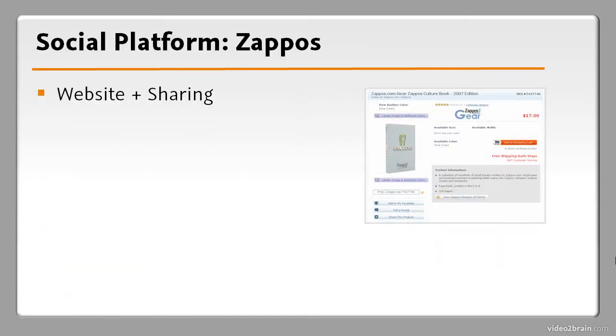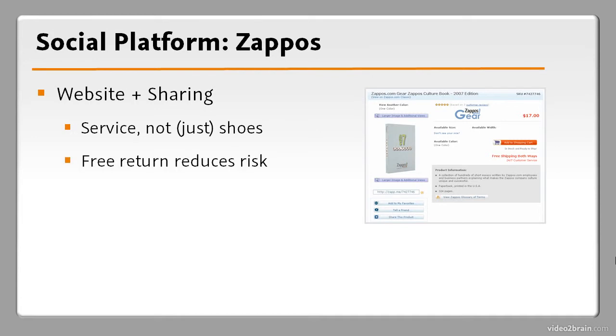Zappos, right? Another take on this idea of platform. This website plus sharing tools, recognizing that it's service, not just shoes. Free return reduces the risk. This idea of understanding what drives conversation, what causes customers to hesitate on a purchase, how can we get around that kind of thing, and building all of this stuff through business objectives into this idea of a very powerful social platform. In the case of Zappos, it extends to Twitter, it extends to Facebook, all the places where you'd expect them to be. And every place is guided by this idea of brand as culture.